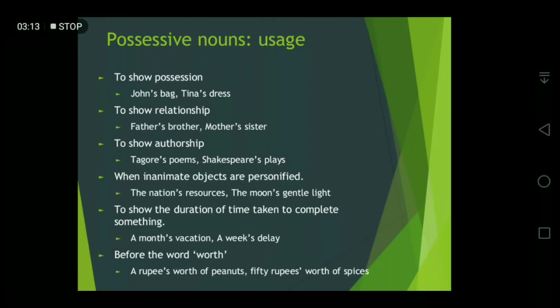Then to show authorship, authorship means relating to the author. Tagore's poems, Shakespeare's plays. Okay, Tagore's poems means these poems were written by Tagore.